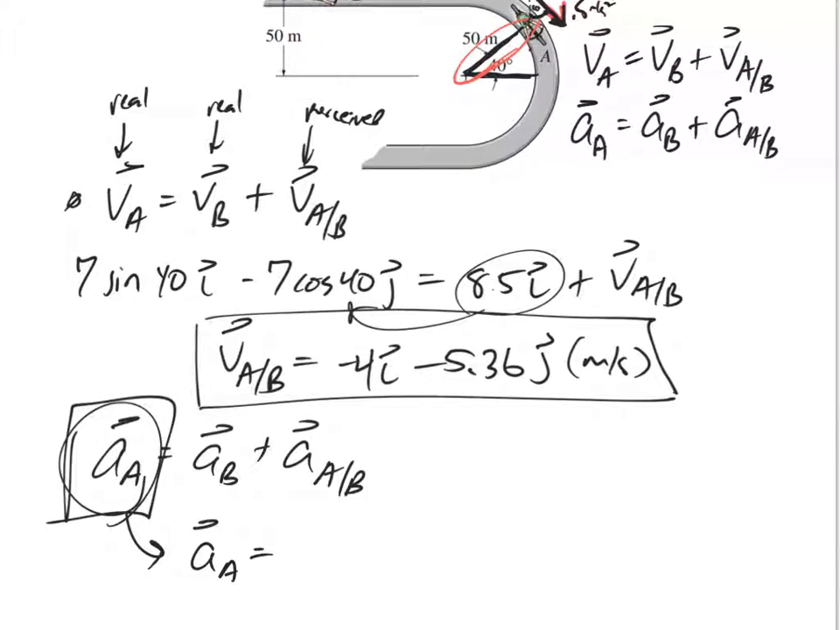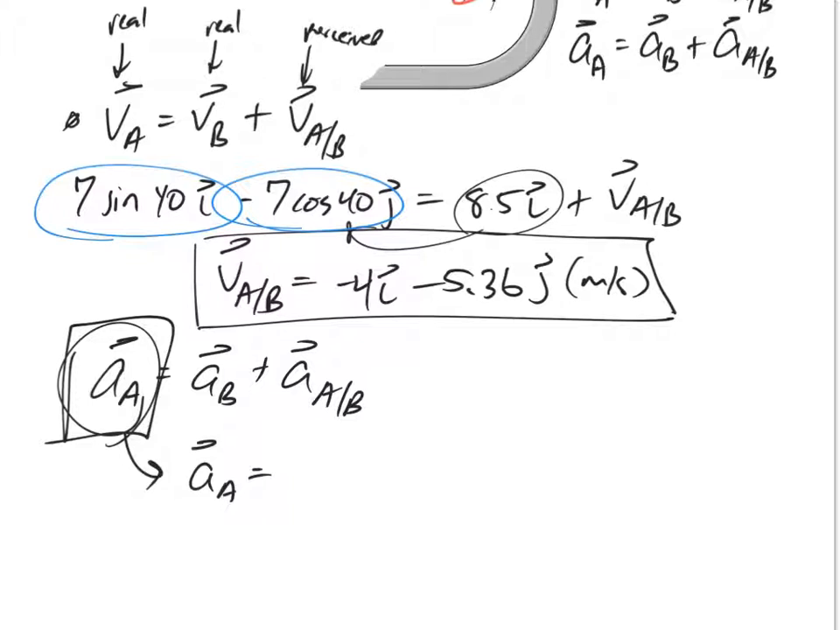So just like right here where I did 7 sine 40 in the I minus 7 cosine 40 in the j, I'm going to have some acceleration of A. He was increasing his speed, so he was accelerating at 0.5, and some of that was in the I, some of that was in the j, right? The 0.5 sine 40 in the I, and down 0.5 cosine 40 in the j. So that is his acceleration in A, but be careful, right?